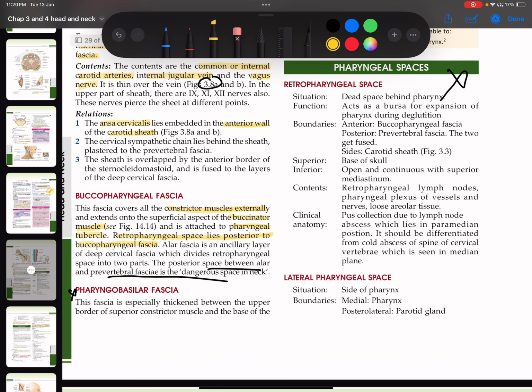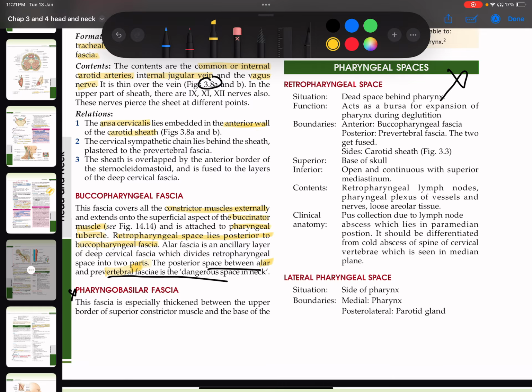Then buccopharyngeal fascia covers the buccinator muscle as well as the constrictor muscles of the pharynx externally. So you have buccopharyngeal fascia, then the retropharyngeal space, which has the lymph nodes, and behind it you'll have the prevertebral fascia. Also the region between the alar fascia, which is the anterior layer, and the prevertebral fascia is known as the danger space in the neck.